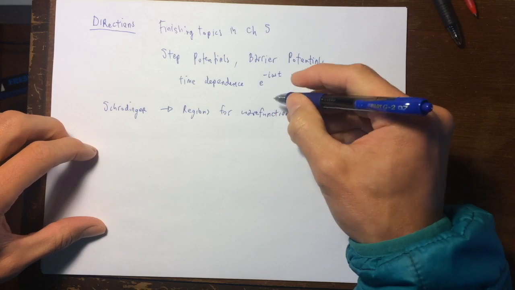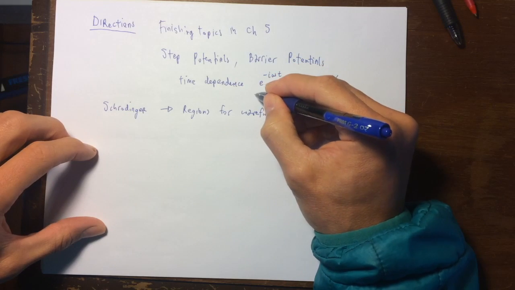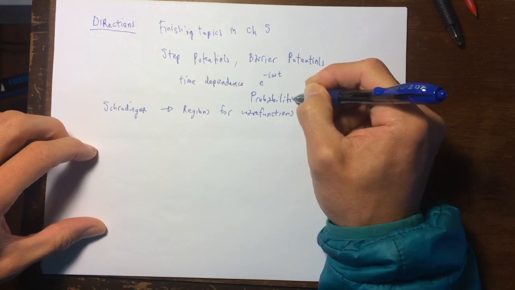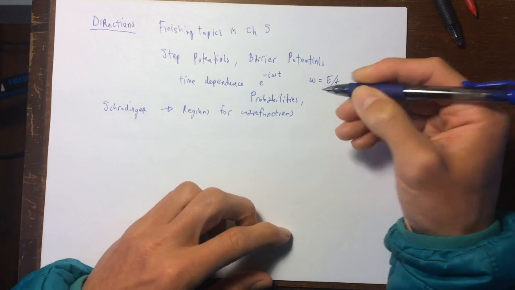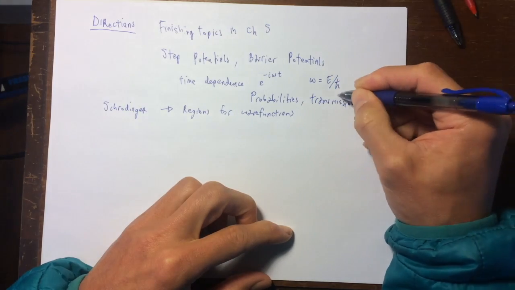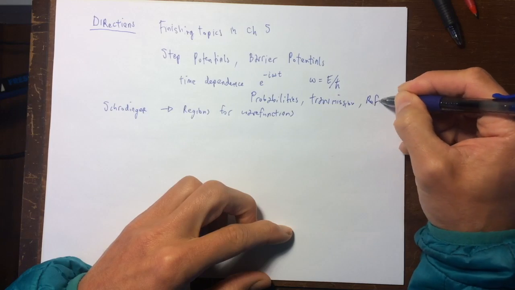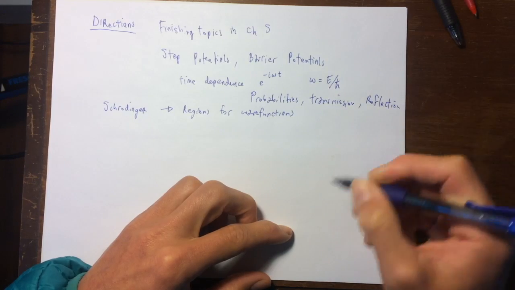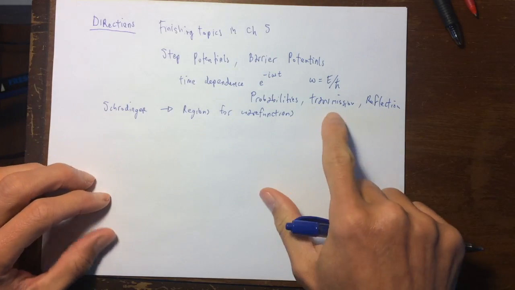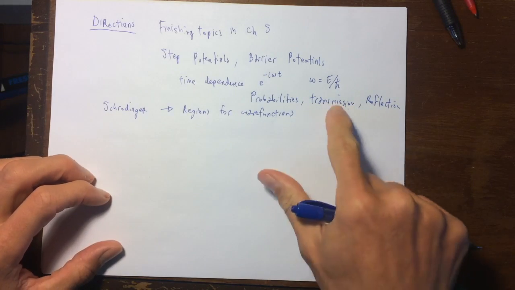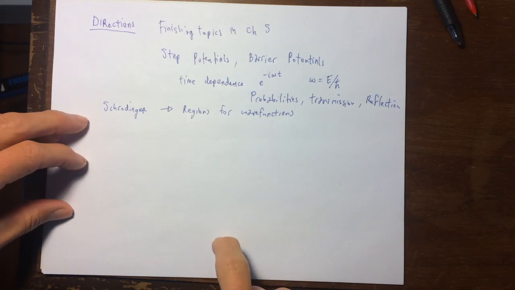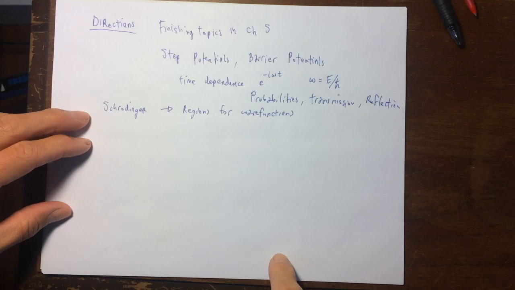You're looking at time dependence, but also I'll put this in here. You're looking at probabilities as well, and also something about transmission and reflection. So go and see what I mean, or I'm pretty sure the book describes transmission and reflection, especially through a barrier.